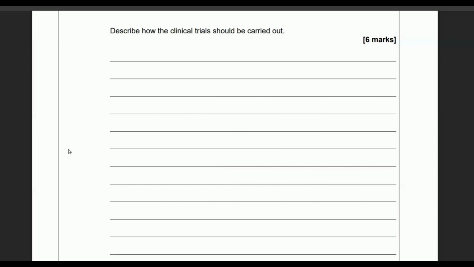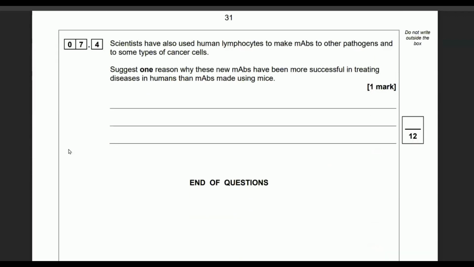Right, last part to this test. I'll be glad to get this done. Scientists have also used human. If you can hear barking in the background, my crazy little chihuahua's in the garden at the moment. There's just been barking for the last half an hour, so I'm going to go punch it up in a minute. Right, 7.4. The scientists have also used. I'm not really going to punch my chihuahua.